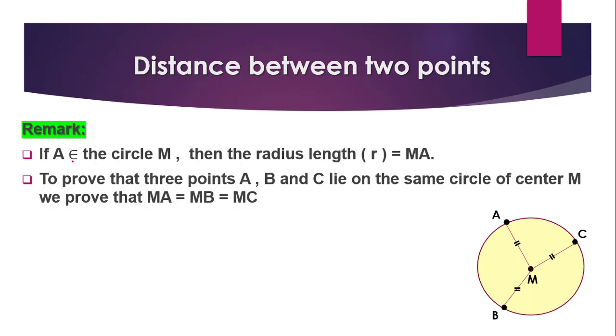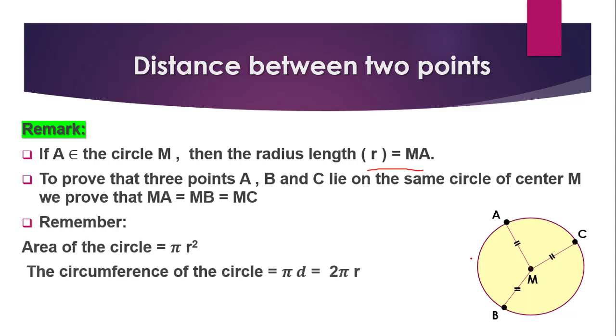So if A belongs to the circle M, then the radius R equals MA. If C belongs, the radius equals MC. If we have 3 points that belong to the circle, it means MA equals MC equals MB. Okay, so we can prove that a point belongs to a circle.